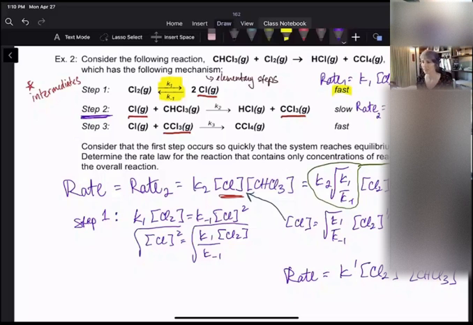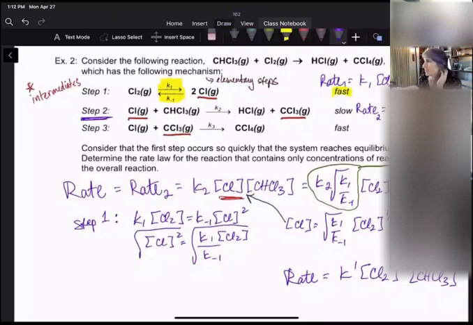Okay, questions on that? How did it go? Is the k sub -1 just indicative that it's the... So that's the k in the backwards direction for step 1. With this one, do we have to look at step 3? No, step 3 doesn't come into it because that happens after the slow step.